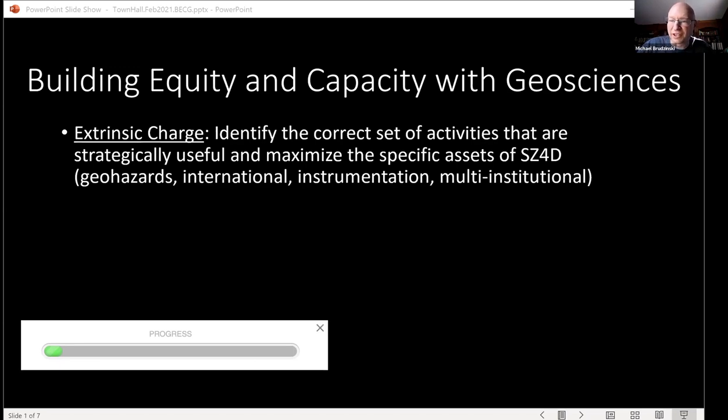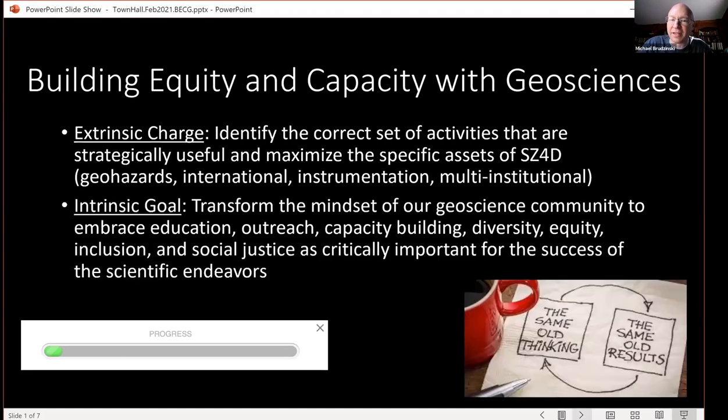But I think as a group formed, with a general idea about education and outreach, we decided that our goal was perhaps a little bit different, in the sense that we really were seeking to transform mindset in our community to better embrace education, outreach, but also capacity building, diversity, equity, inclusion, and social justice, to see those as critically important for the success of the scientific endeavors. You can see our name change trying to reflect that aspect of what we consider dear in our group.